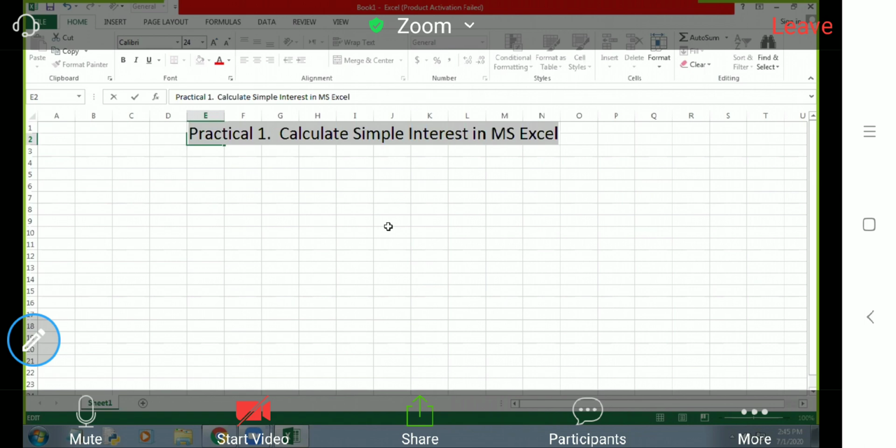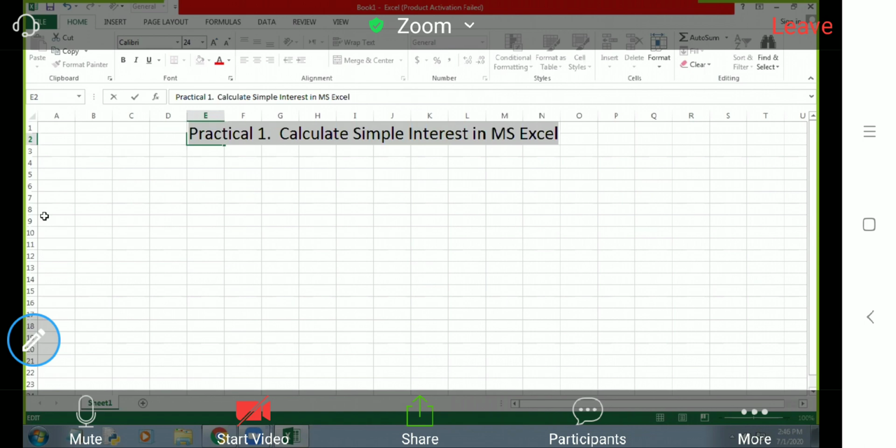So this is the sheet in front of you. Now you can create the sheet for calculating simple interest. As you can see, there are different columns here, A, B, C, D, etc. on this row. And there are different rows. Here you can see 1, 2, 3, 4, 5, 6, 7, etc. These are the rows of this sheet.